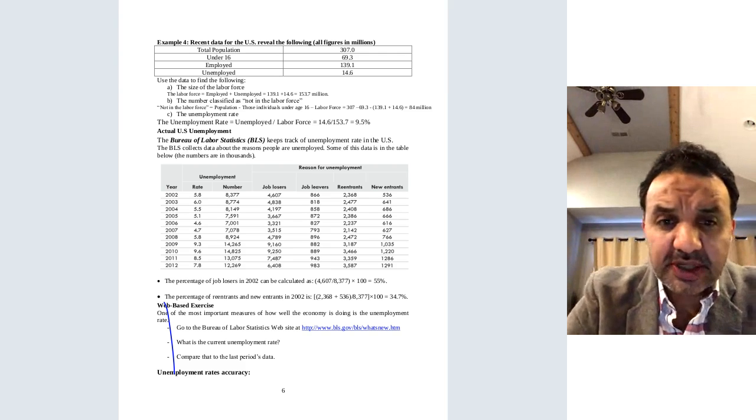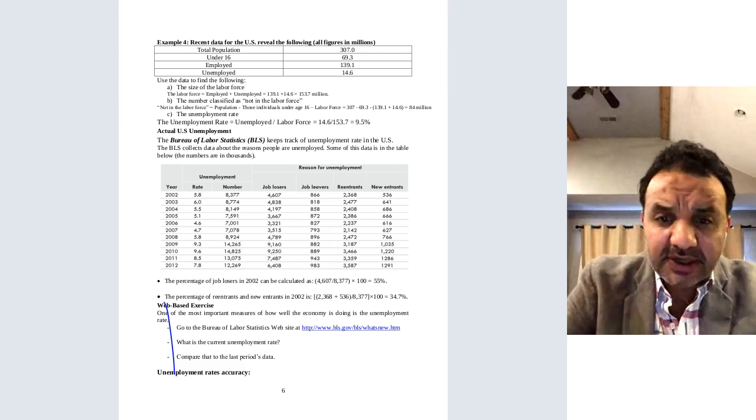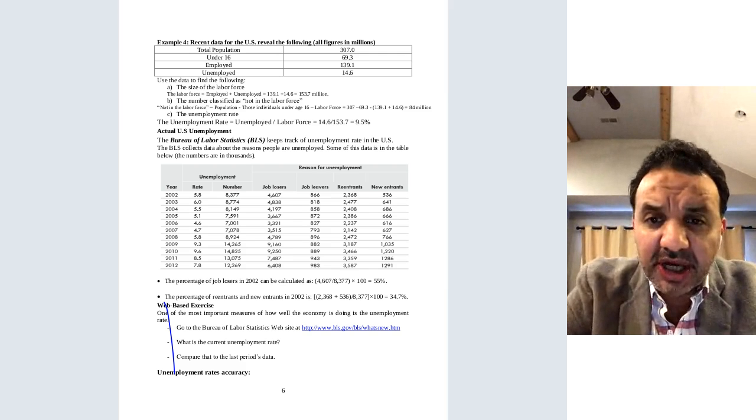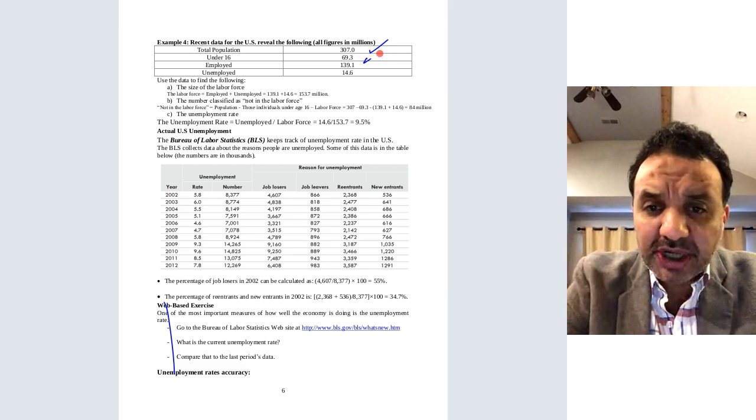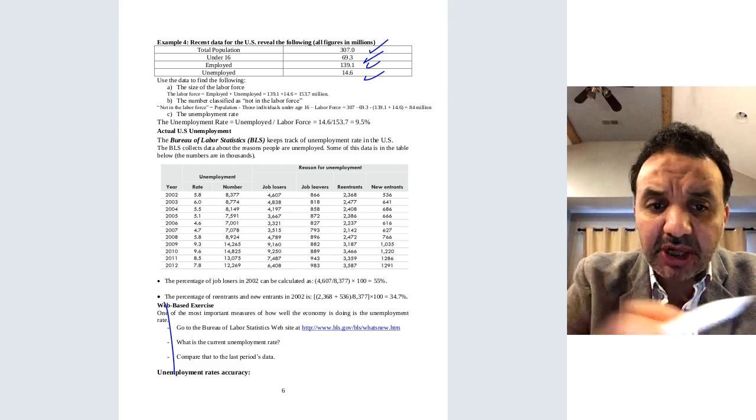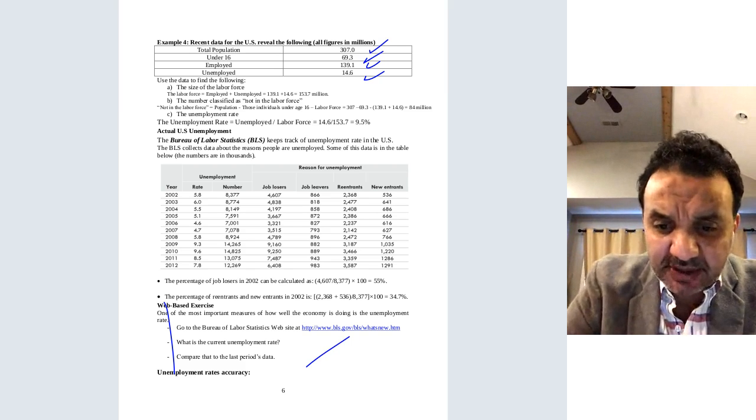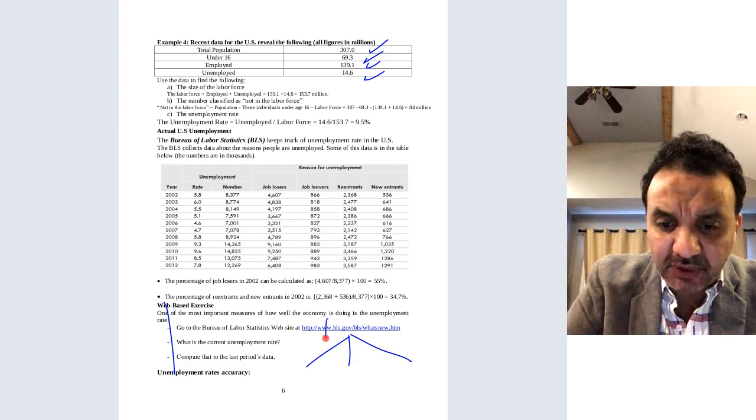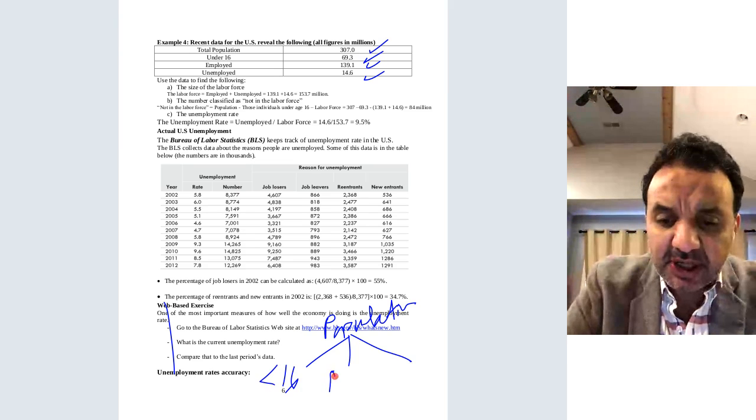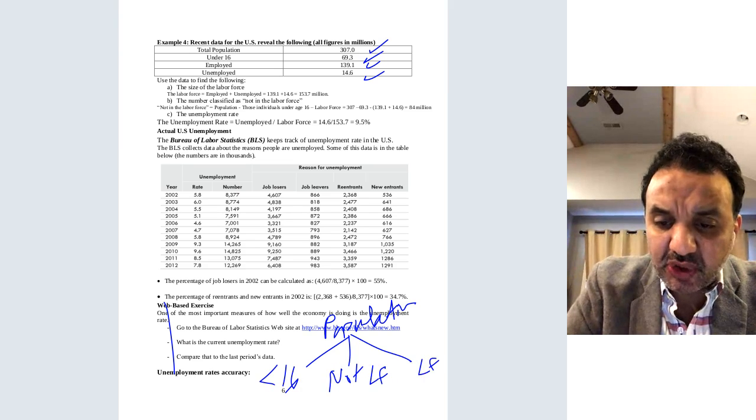Let's see another question here. Again, I'm giving you the total population, under 16, employed and unemployed. So let's have the same categorization I said before. Here we have the population, and those who are less than 16, not in the labor force, and those who are in the labor force, and the labor force is classified into employed and unemployed.